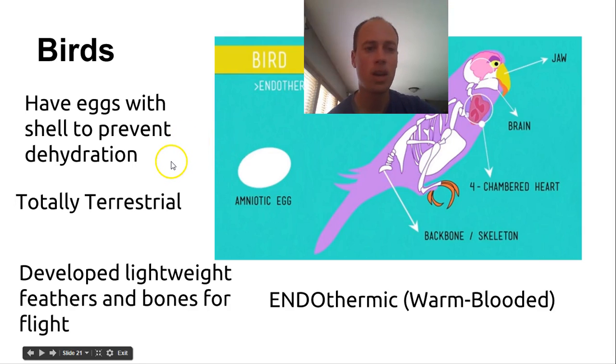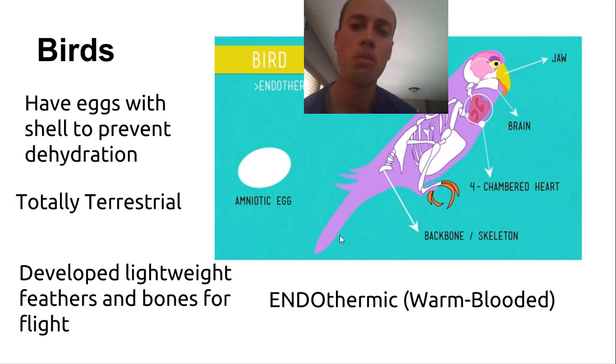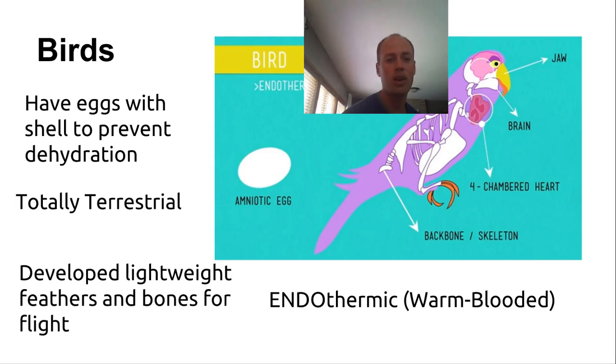So birds have eggs with a shell to prevent dehydration, just like reptiles. They live their whole lives on land or in the air. And these developed lightweight feathers and bones for flight, and they wouldn't be able to get that kind of lift that they need to fly unless they had really lightweight, almost hollow bones and feathers for that.